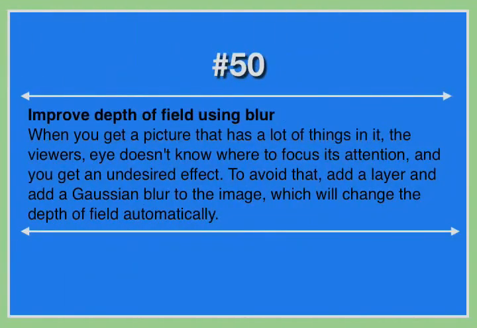Number 50. Improve depth of field using blur. When you get a picture that has a lot of things in it, the viewer's eye doesn't know where to focus its attention and you get an undesired effect. To avoid that, add a layer and add a Gaussian blur to the image, which will change the depth of field automatically.